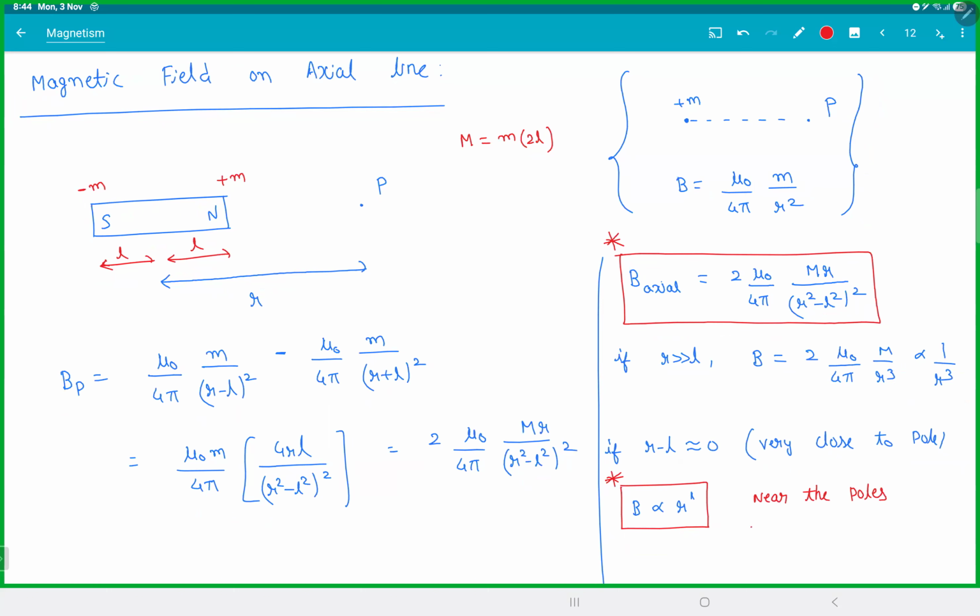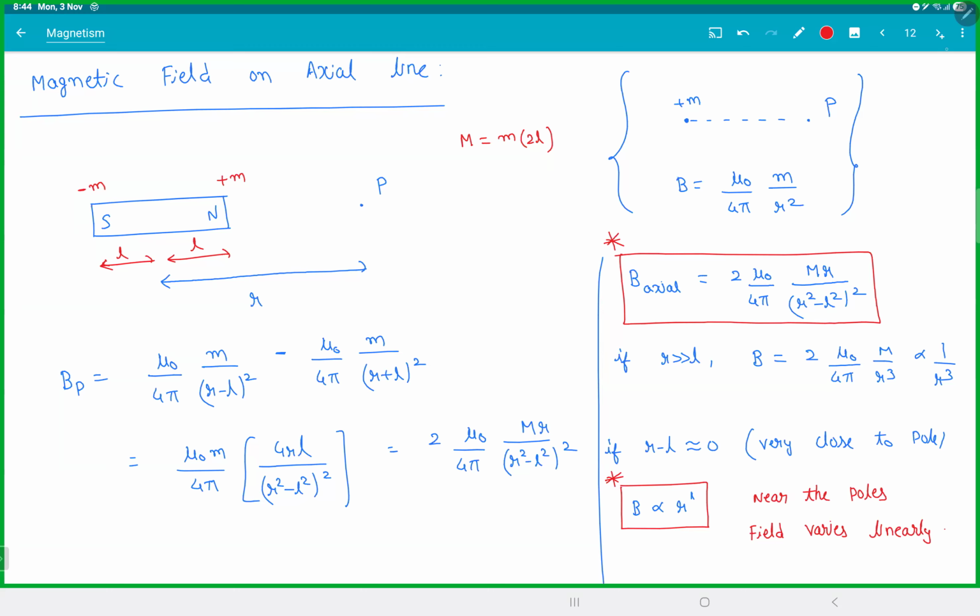Near the poles, field varies linearly. From far away from the poles, the field varies as 1 by R cube function. Those will be the theoretical questions. Clear with this? And how do you know you have to use this formula and not the far off formula? You will see the values. Any doubts on this page? Understood how I derived this? The derivation is important because remembering the formula, I don't think so.